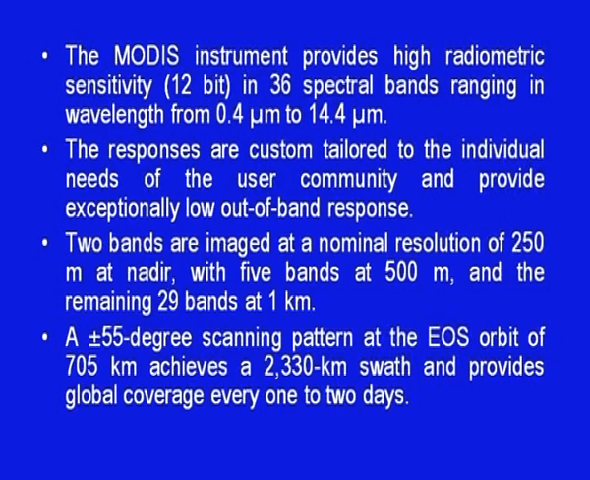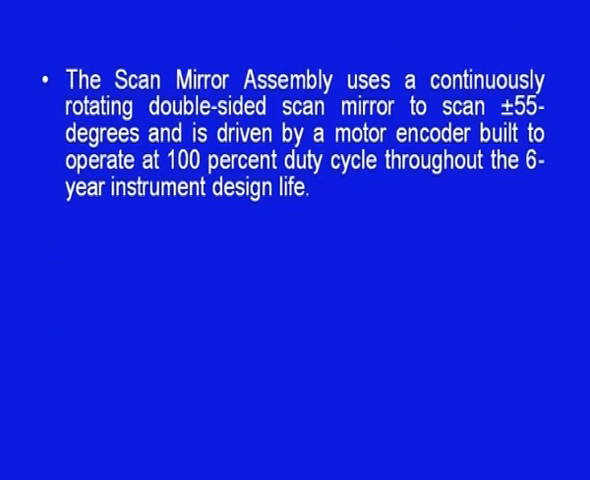A plus minus 55 degree scanning pattern at the EOS orbit of 705 kilometers achieves a 2330 kilometer swath width and provides global coverage every 1 to 2 days. The scan mirror assembly uses a continuously rotated double-sided scan mirror to scan plus minus 55 degrees and is driven by a motor encoder built to operate at 100% duty cycle throughout the 6-year instrument design life.